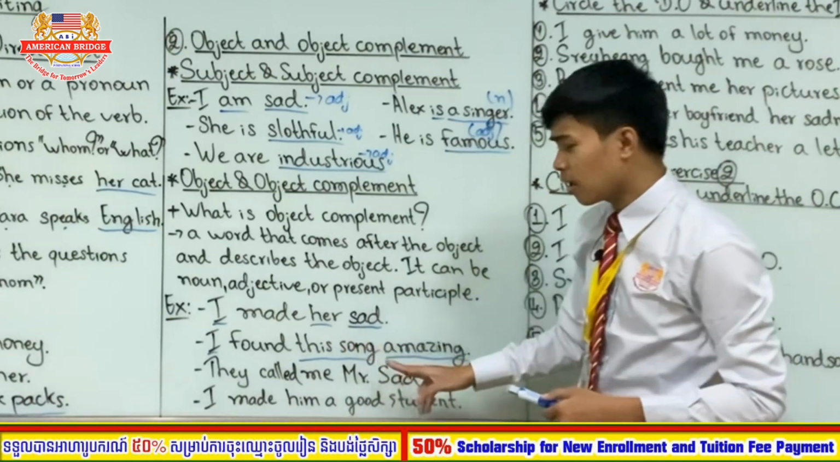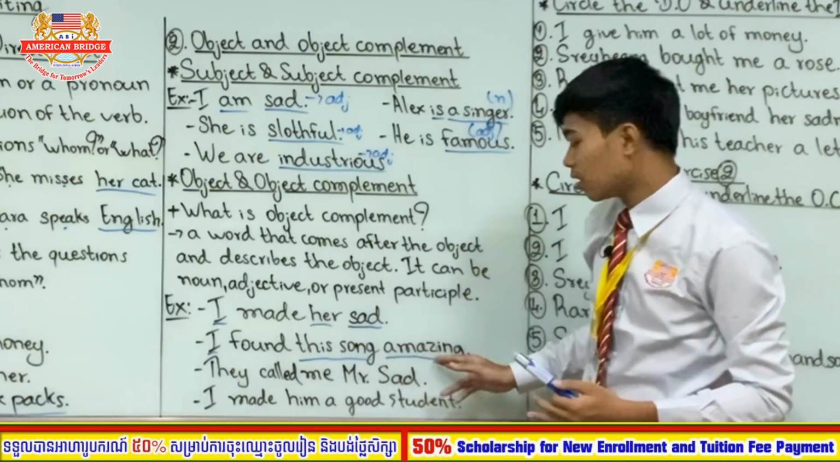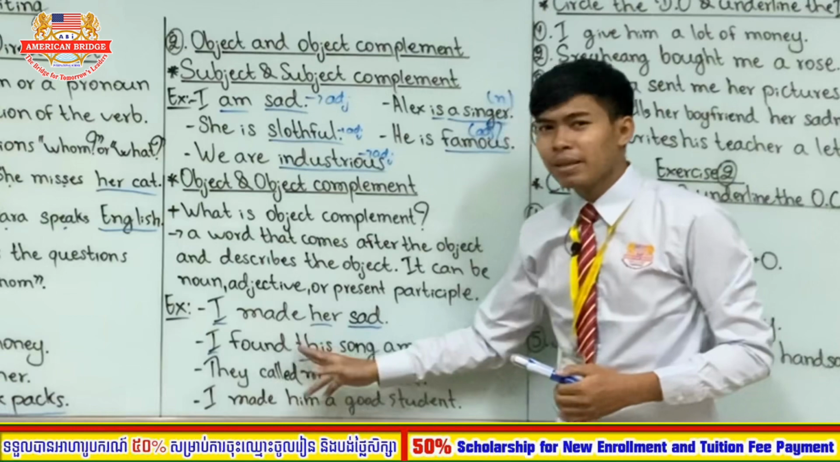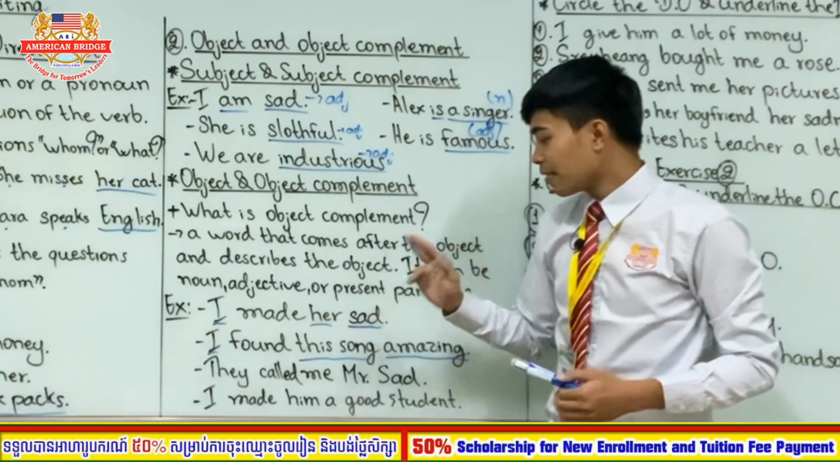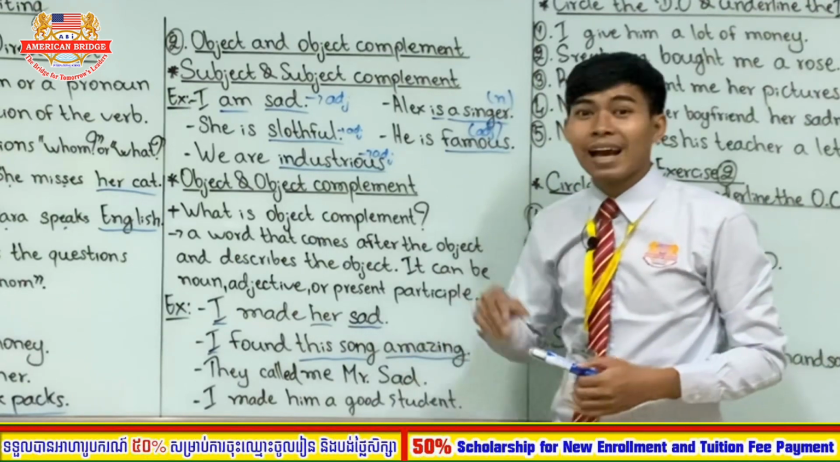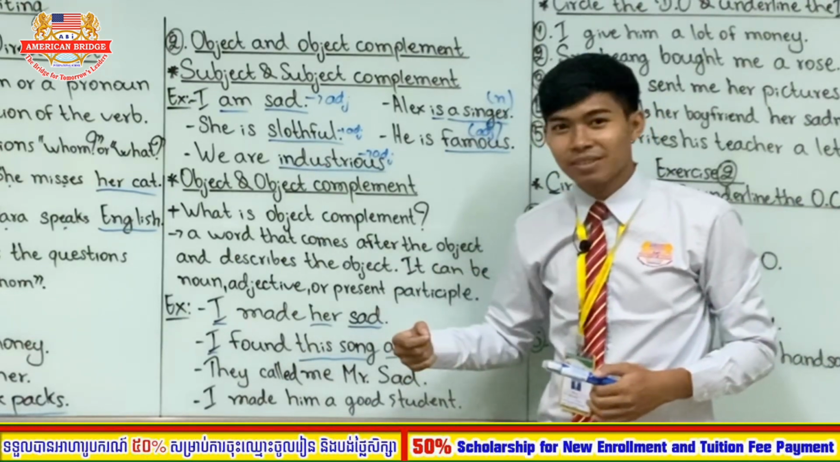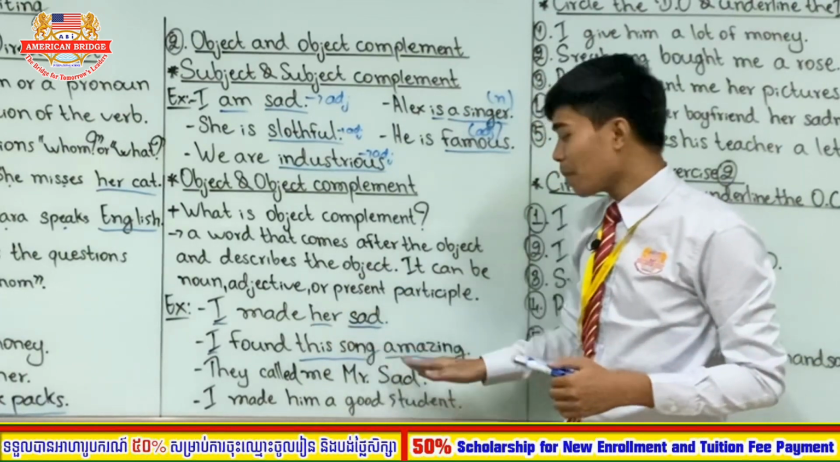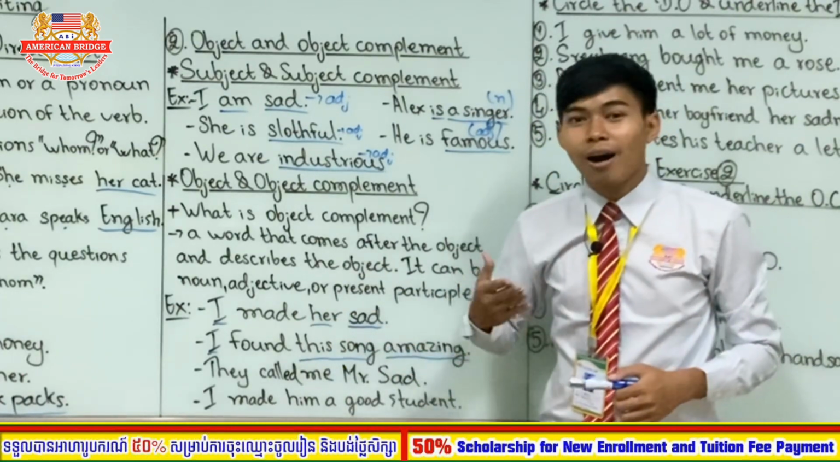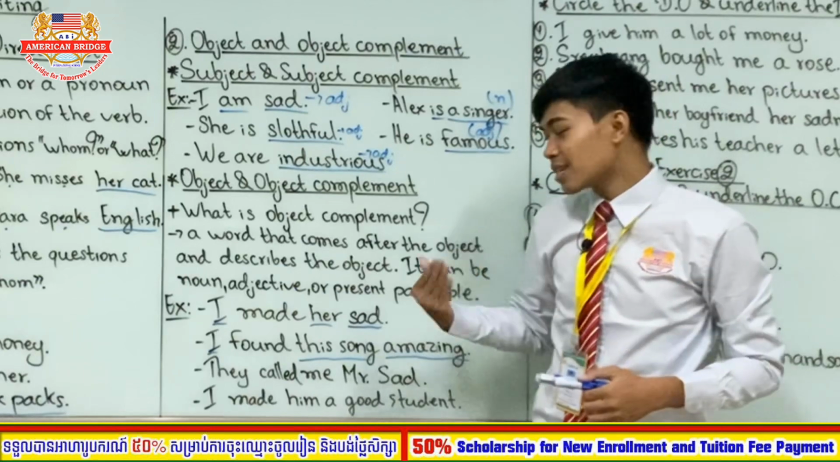I found this song. I found this song what? I found this song amazing. I found means that I thought that, I think that. Example, I find that this song is amazing. It means that I think that this song is amazing. Understand? Okay, so don't confuse. I found this song amazing. It means that I thought or I think that this song is amazing.